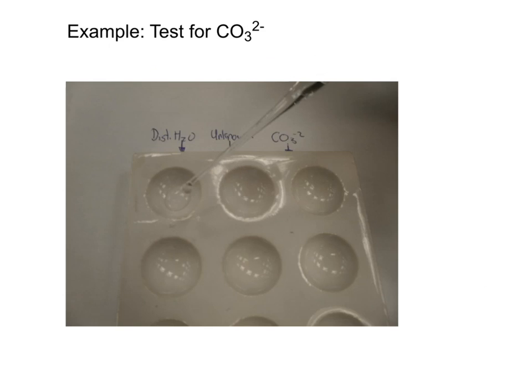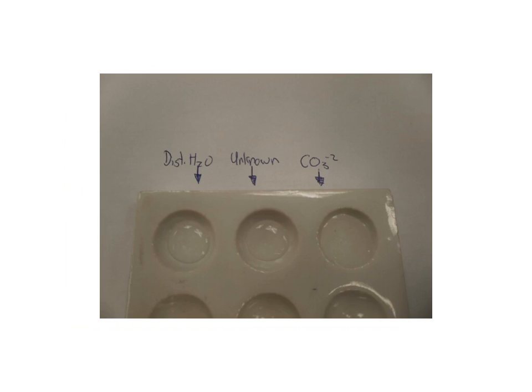In this example, we test for carbonate ions. We fill the first spot with a few drops of distilled water. The second spot will be filled with a few drops of the unknown ionic compound. And the third spot will be filled with a few drops of a solution that we know contains carbonate ions.